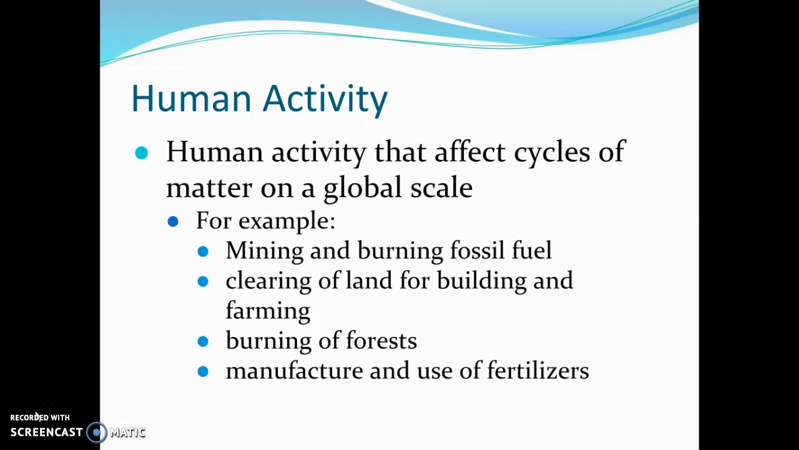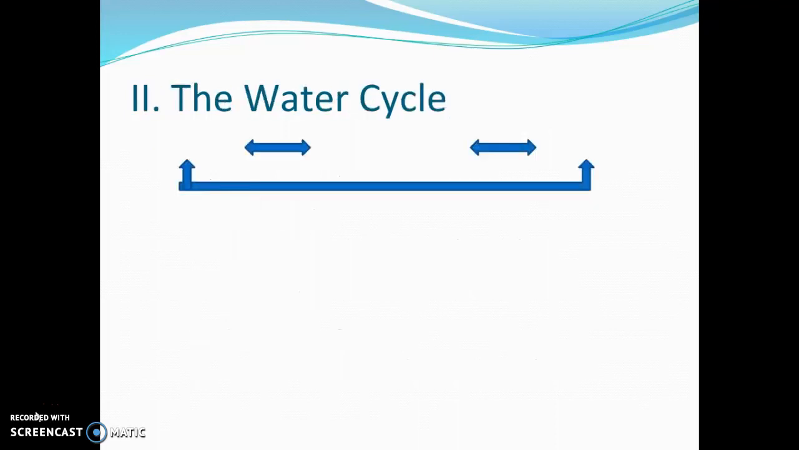Same thing with burning a forest. That also can create a disruption in terms of their habitat and would cause some organisms to either deplete or to have to move again. And also, the manufacture and use of fertilizers. So those are some examples of human activity that affect cycles of matter in a big, big way.